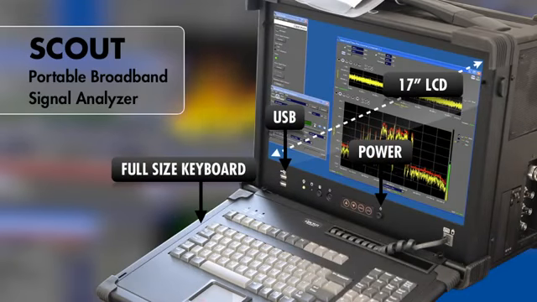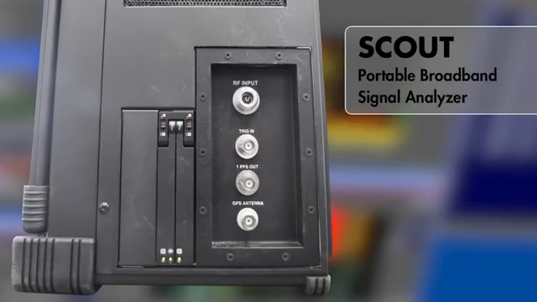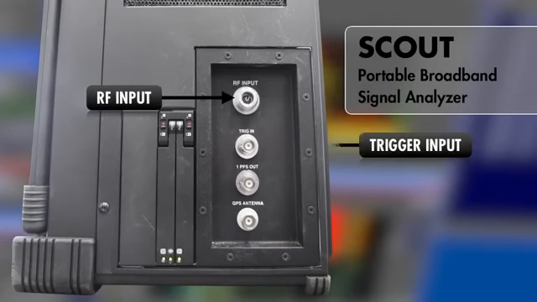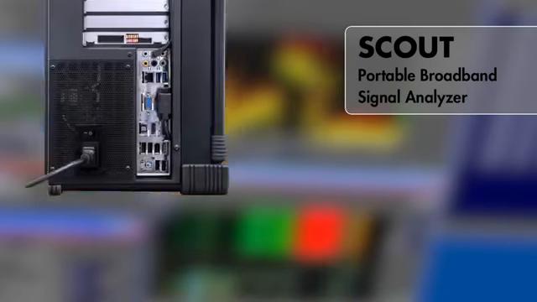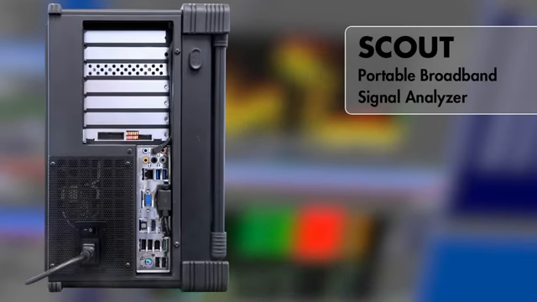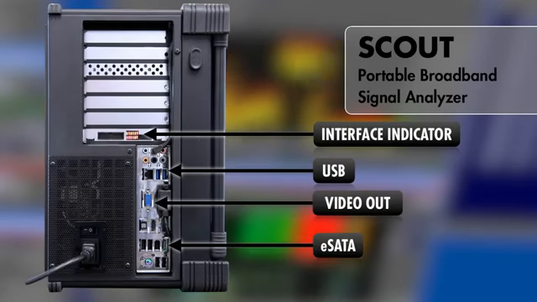Here is the front of the device. On the side of the device are the RF input, trigger input, GPS 1 pulse per second trigger output, GPS antenna input, and 2 solid-state drives. On the other side of the Scout, there is a set of standard PC connections including external serial ATA, USB, and video output for connecting an external monitor. Near the top of the device is located an array of Aeroflex interface LED indicators.